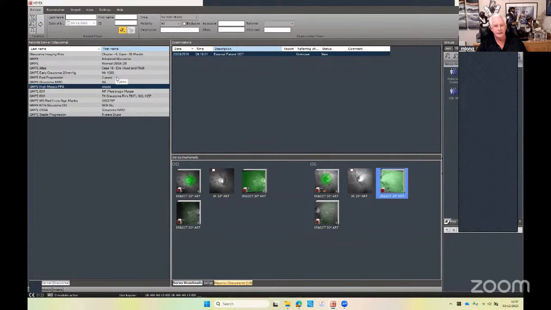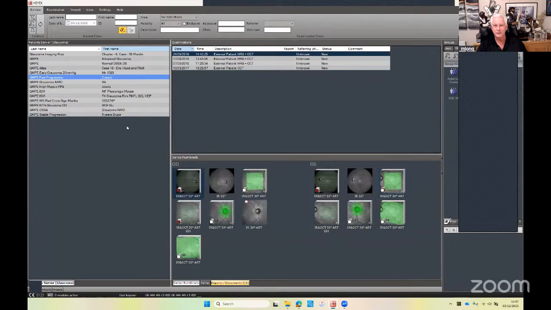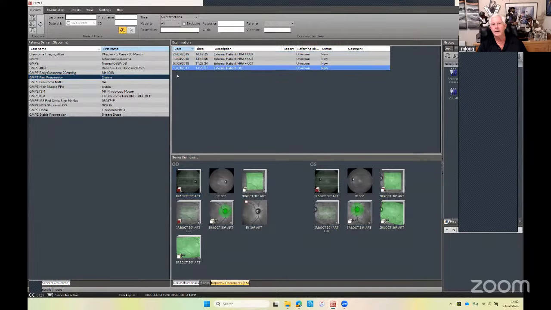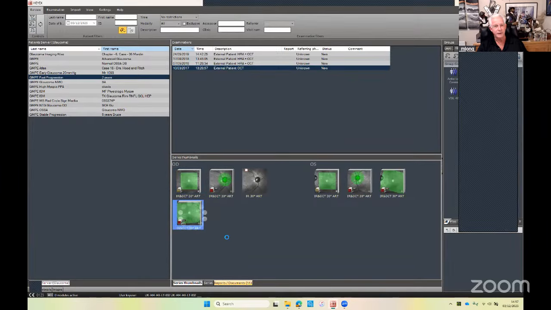Let's have a look at a progression. And we showed a progression in the live demo, but let's look at a progression from the point of view of the retina rather than the classic nerve fiber. And this is a patient that I thought was a fast progressing glaucoma patient. 2 years, we got 4 exams.